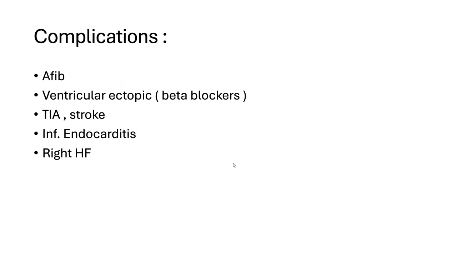So for complications, as I said, atrial fibrillation is very common. Ventricular ectopic rhythms, in which case we can use beta blockers for symptomatic relief. Stroke and transient ischemic attack can be a complication as well. Infective endocarditis and eventually right heart failure due to left-sided heart failure.